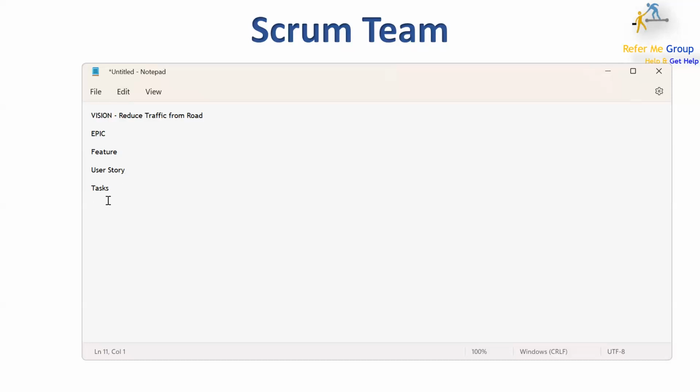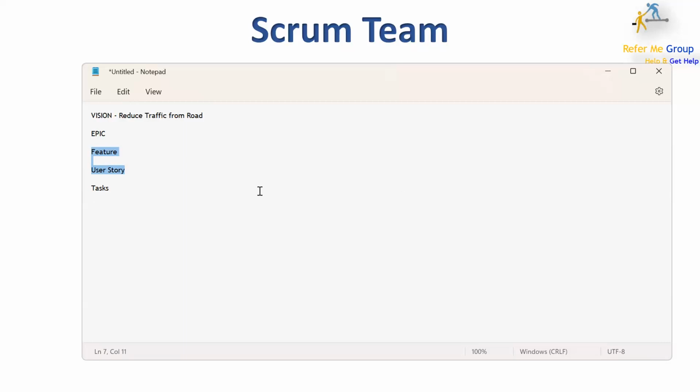And in any sprint, we deliver the feature, right? An epic can have multiple features. A feature can have multiple user stories. One user story can have multiple tasks. So in any sprint, we either deliver the user story or one feature. One feature can have multiple stories which we are delivering. So again, it is iterative and incremental, right?